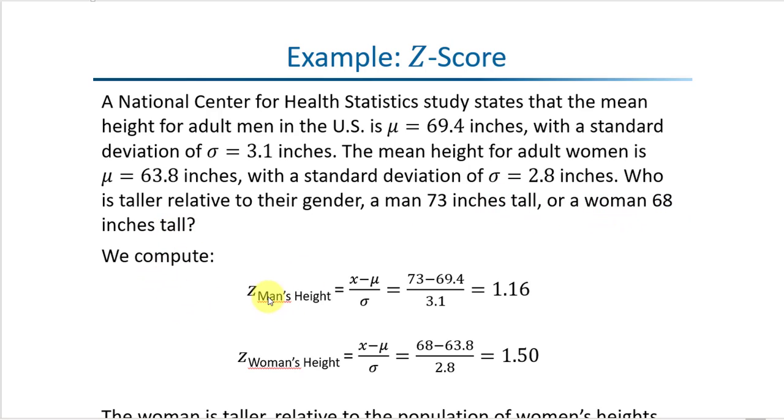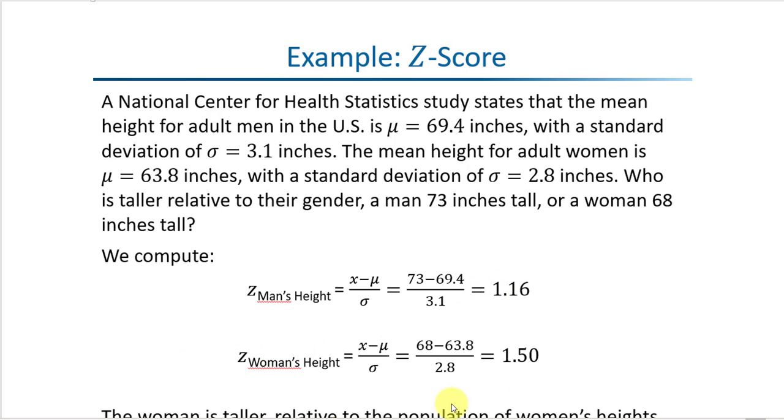So we compute the z-score for the man's height and also for the woman's height. So we take x, right? X minus mean divided by the standard deviation. X is the data value. In this case, for the man, it is what? It is 73 because you are looking for this specific data. And we subtract the mean of the US man, 69.4, and then divide by the standard deviation of 3.1 inches. And I get 1.16.